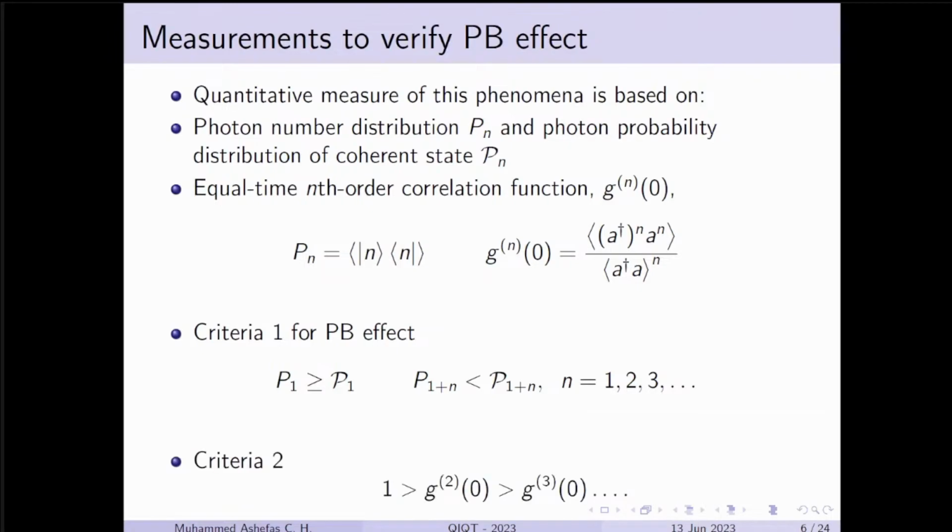The second criterion is based on the correlation function. According to the second criterion, the second order correlation function must be less than 1, and the third order correlation must be less than the second order correlation, and so on. So these are the two criteria to check the photon blockade effect.